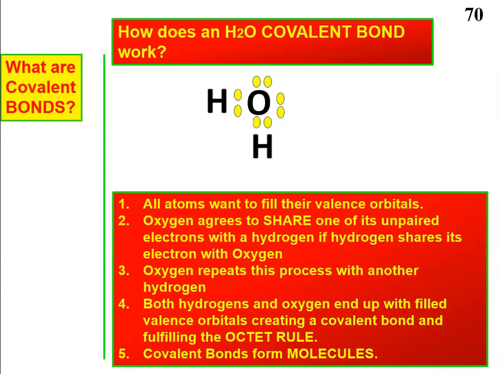And covalent bonds form independent structures called molecules. This, by the way, this configuration, this diagram, is called a Lewis dot structure, and you're going to learn about that in just a few slides. And there you can see those are the shared electrons. So this is just a different way of drawing the water molecule.